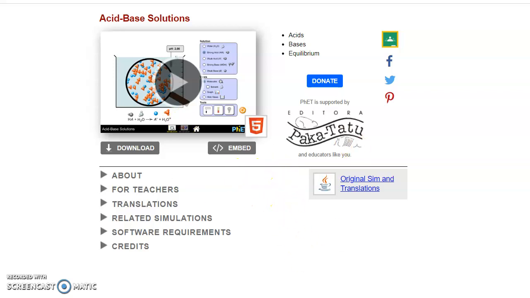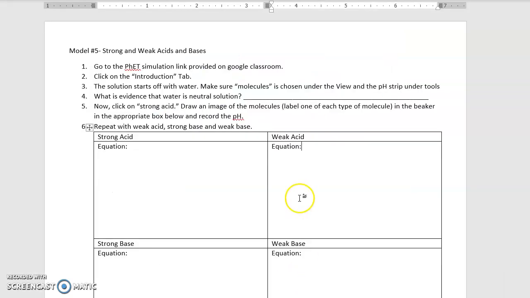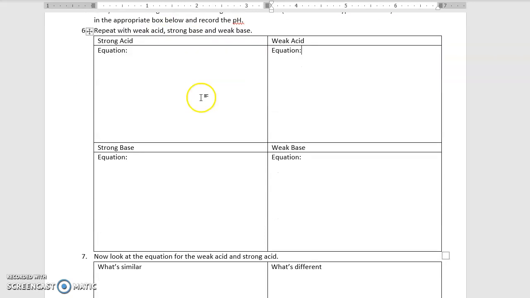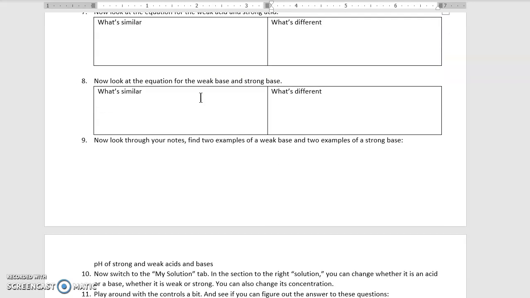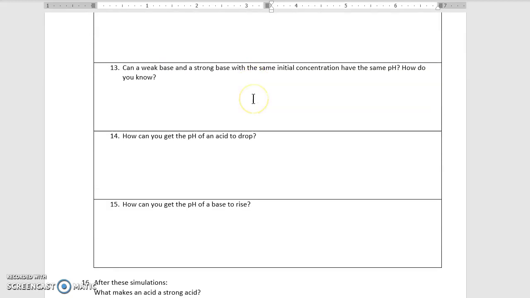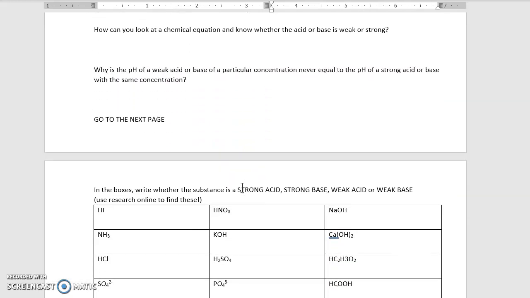Hi, these are some video directions on how to use the PhET simulation for acid-base solutions for the Model 5 assignment. The Model 5 assignment has two parts. One part where you need to use the Introduction tab, that's going to be on the front page. And then the second part where you have to use the My Solution tab, and that's going to be the back page. And 16 is going to be some sum up questions.